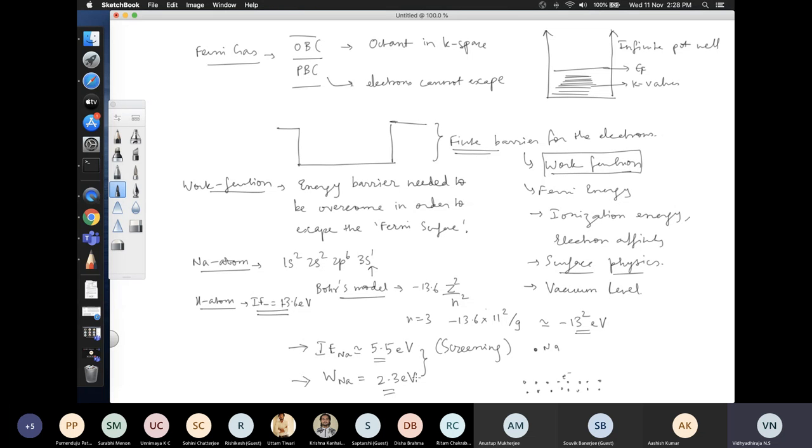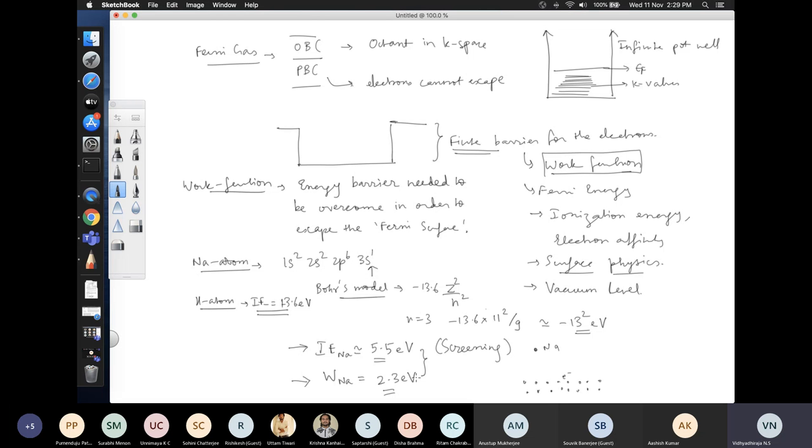Now, how do you model a surface? Do you model it with a finite potential? And how should that potential be? Should that potential be abrupt, or should that potential have some sort of a form? And when the electron goes out to the surface, it forms a dipole, and that potential is a self-consistently determined potential. That has to be included in Schrodinger's equation, but it has to be done self-consistently. And that's quite a difficult problem.